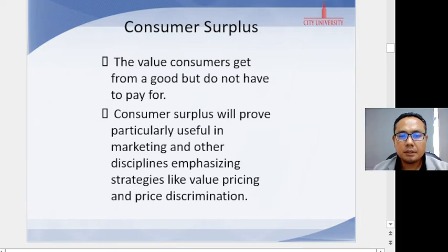So we now show how a manager can use the demand curve to ascertain the value a consumer or group of consumers receive from a product. The concepts developed in this section are particularly useful in marketing and other disciplines that emphasize strategies such as value pricing and price discrimination.